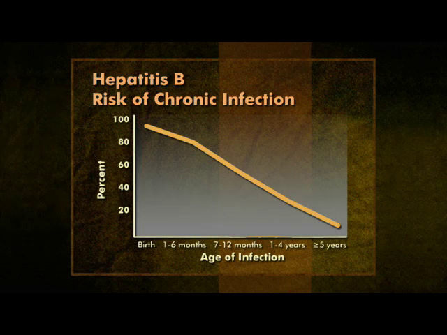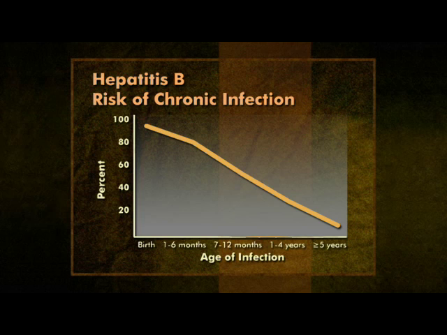Although the immunologic mechanism of chronic infection is not well understood, risk factors for becoming chronically infected have been identified. The most important risk factor is the age of the person when the infection occurs. The earlier in life infection occurs, the higher the risk of becoming chronically infected. This graph shows the percent of infected persons who become chronically infected on the vertical axis by the age of infection along the horizontal axis.